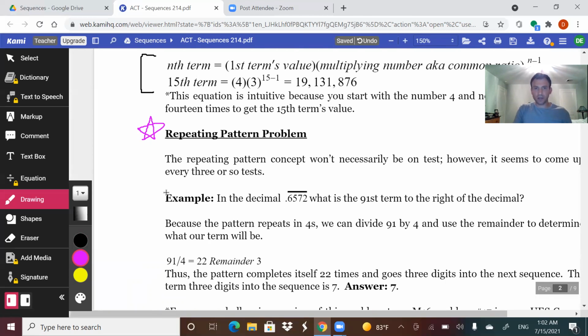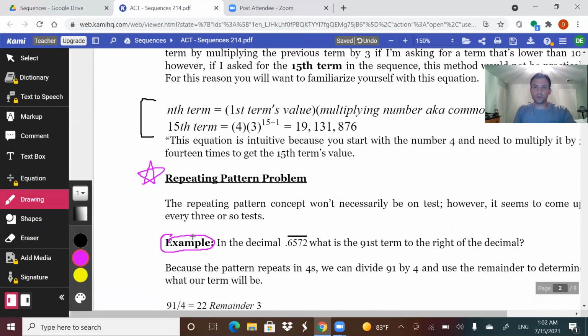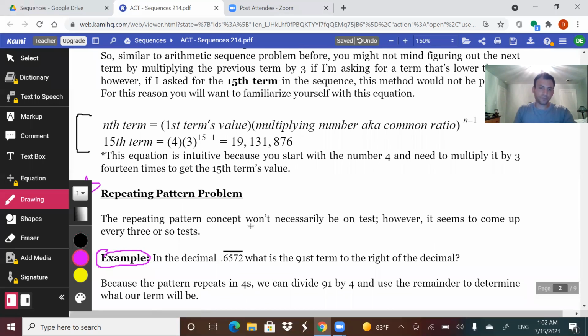So let's look at this example. And feel free to pause the video if you want to try it on your own first. In fact, I'll scroll up so that you can't see the answer. So we have this repeating decimal. That's what this bar means. And it wants to know what's the 91st term to the right of the decimal. So we're repeating in 4s.